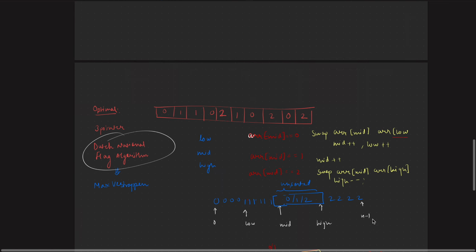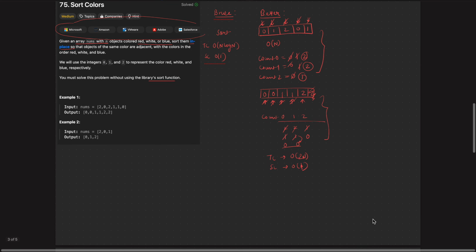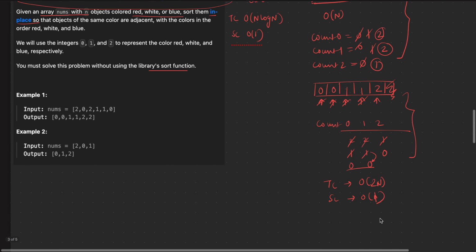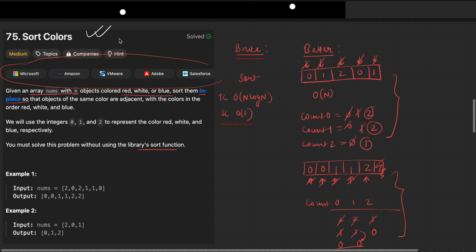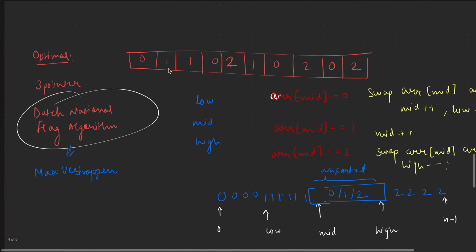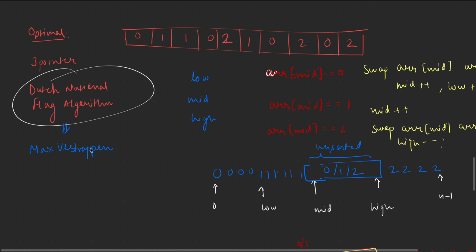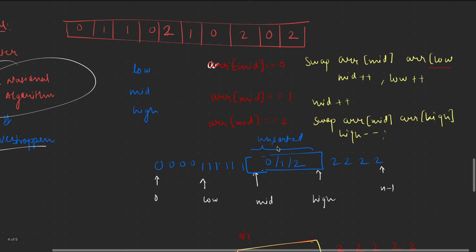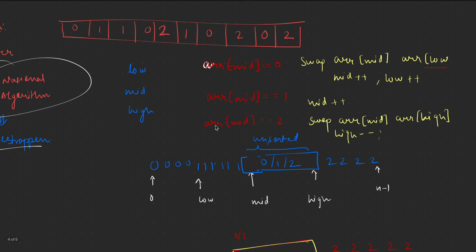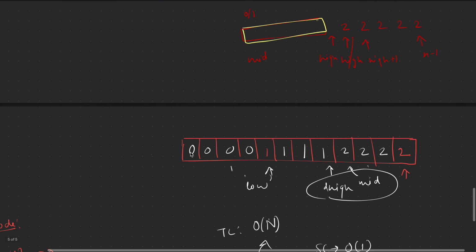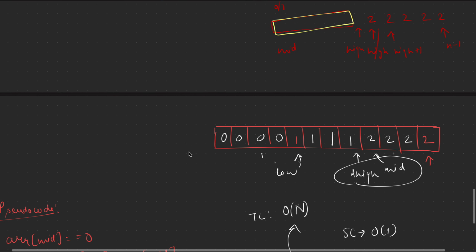So with this we end our discussion of the Leetcode question 75. This is a very good question, and the Dutch national flag algorithm, or Dijkstra's algorithm, gives us insight on how to use three pointers efficiently. Thank you.